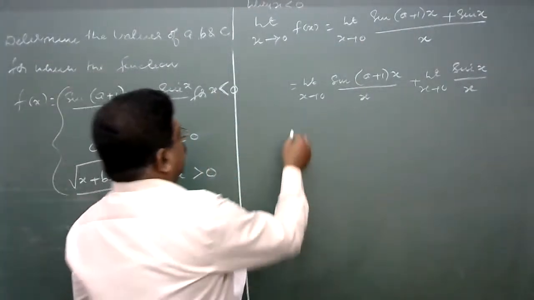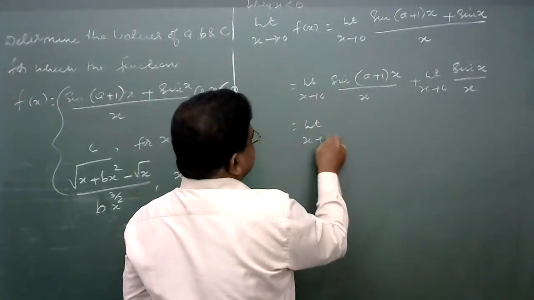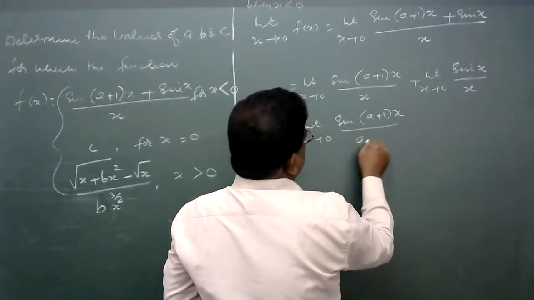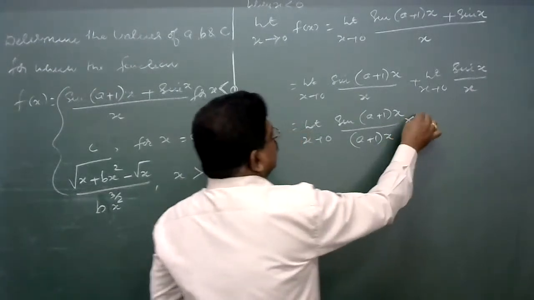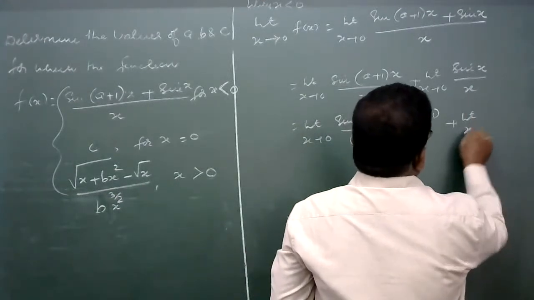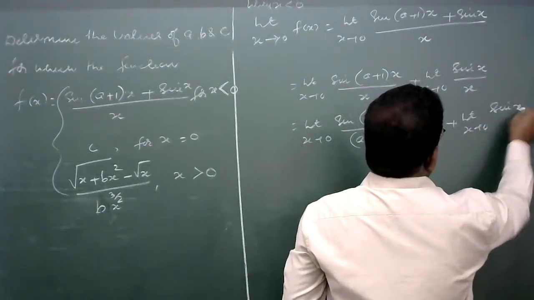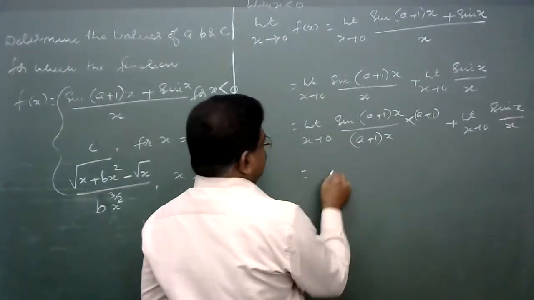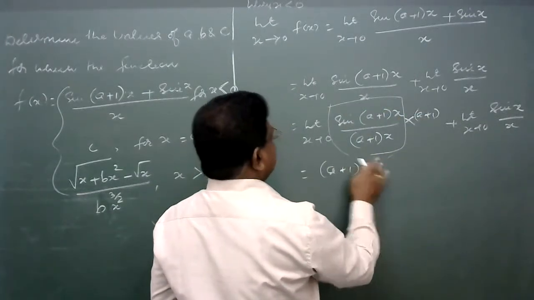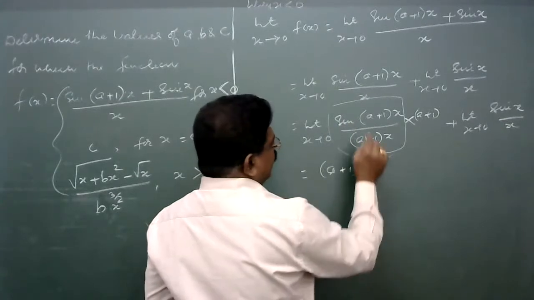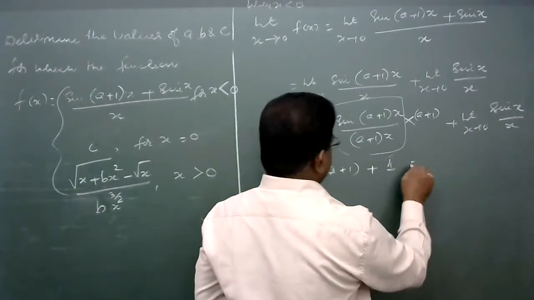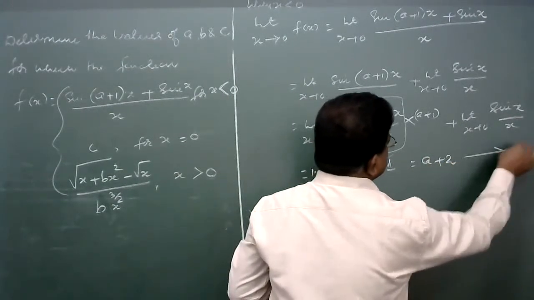Yes. Now, this type of question we already explained. Limit x tends to 0 of sin of (A plus 1)x upon (A plus 1) into x, into the (A plus 1). Correct? And plus limit x tends to 0 of sin x by x. This is equal to A plus 1. While applying the limit, this particular portion becomes 1. 1 into (A plus 1) plus sin x upon x, that is equal to 1. So that is equal to A plus 2. Keep it as 1.